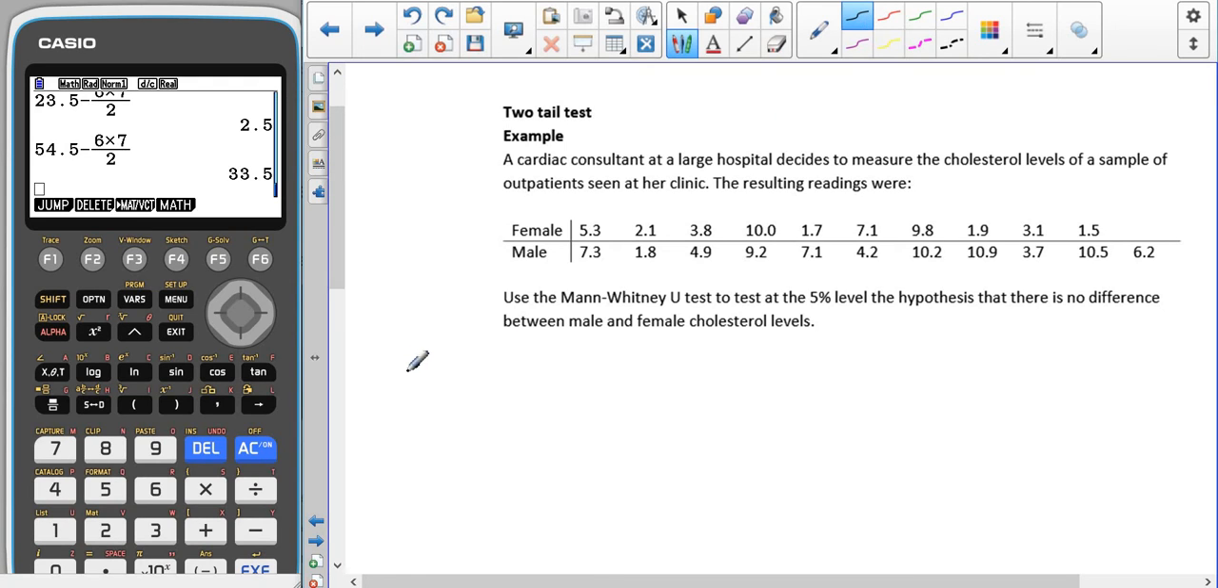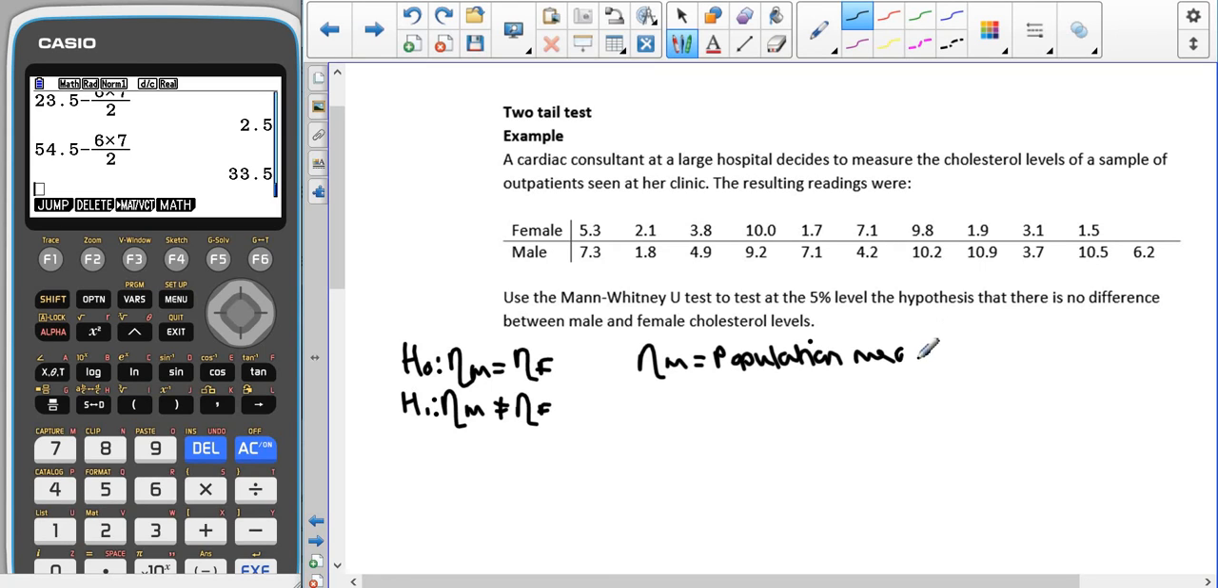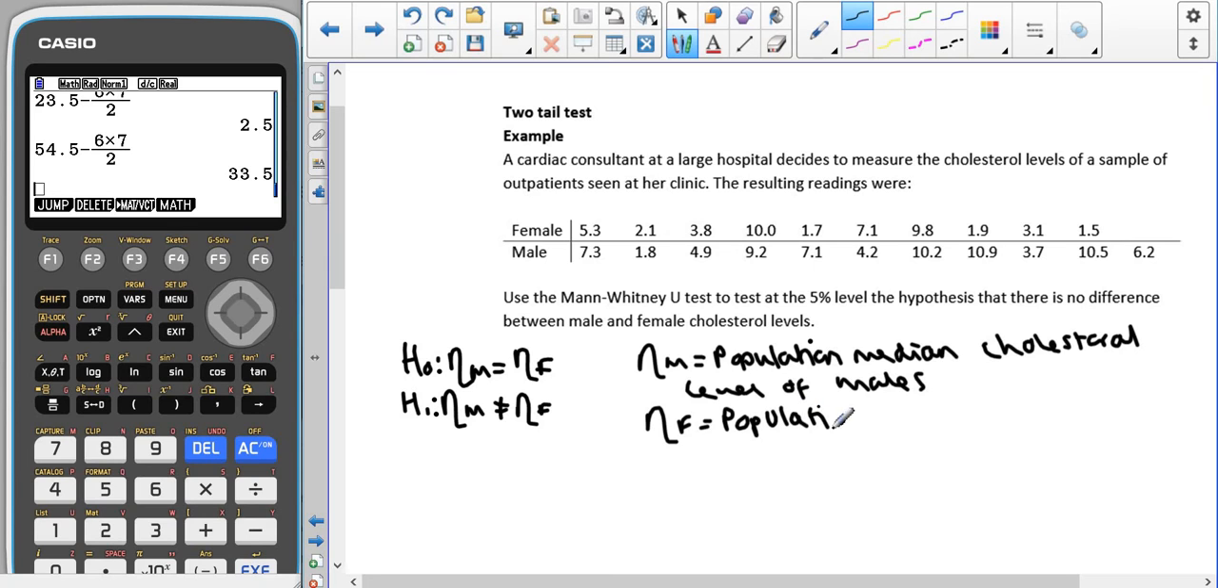So this time we're going to have our H0 being eta M equals eta F, and our H1 is going to be eta M is not equal to eta F, where eta M means the population median cholesterol level of males, and similarly but for females for our other symbol, median cholesterol level of females.